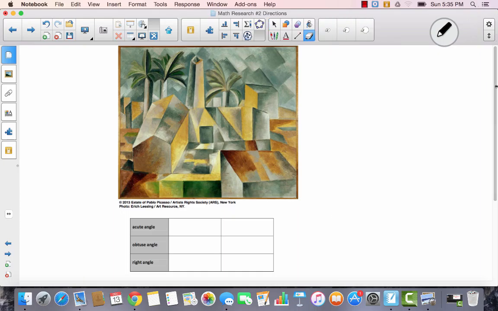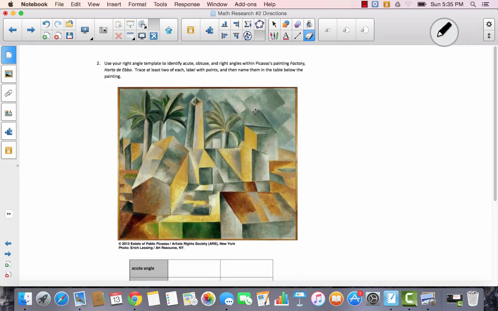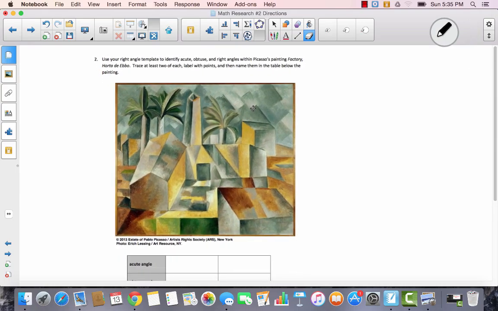Now you'll notice that the directions say that we are to take a look at Pablo Picasso's painting here, and we're going to identify at least 2 acute, 2 obtuse, and 2 right angles, and then we're going to label them with points and name them in the table below the painting. So the first thing I'm going to look for are some acute angles. It's kind of hard sometimes to do this in a real life object, but I think that we can handle it.